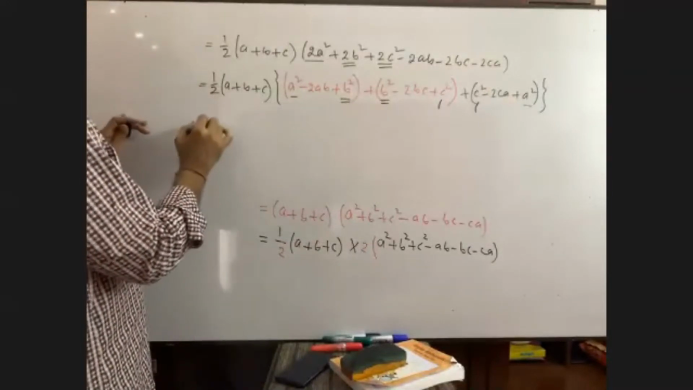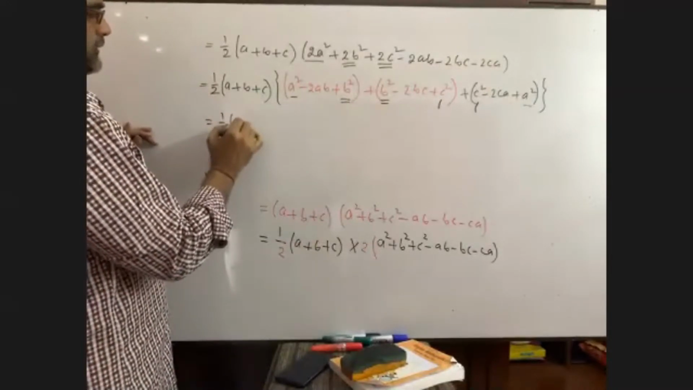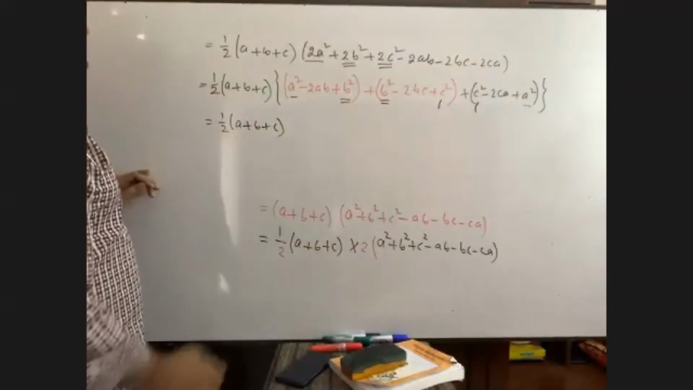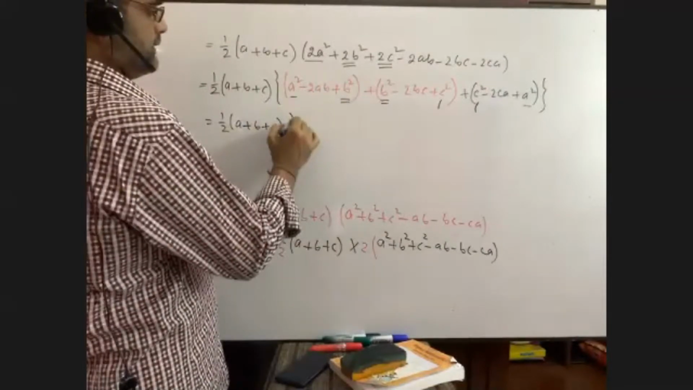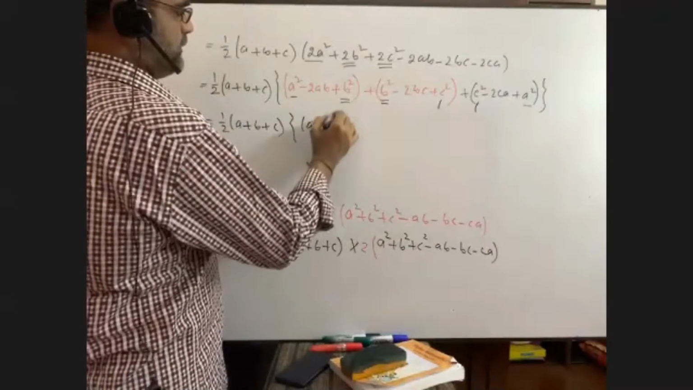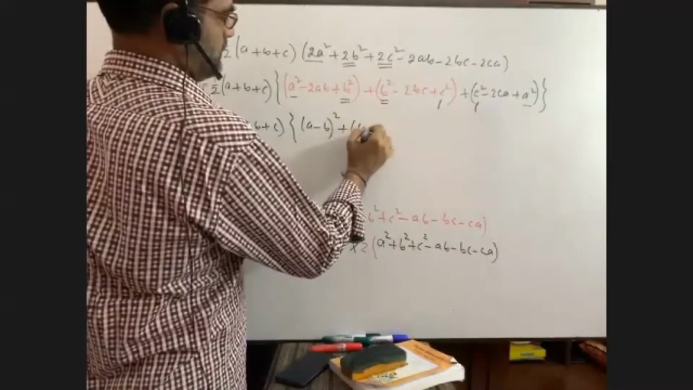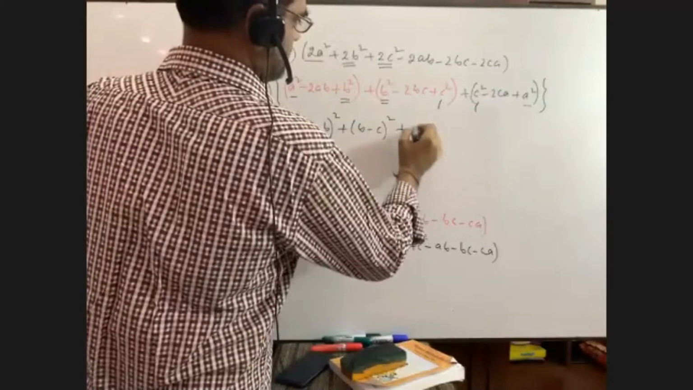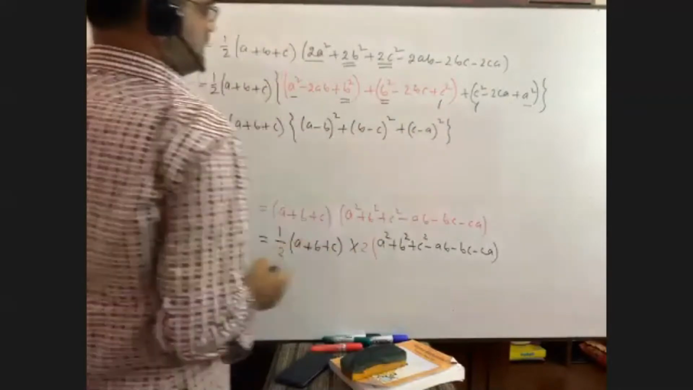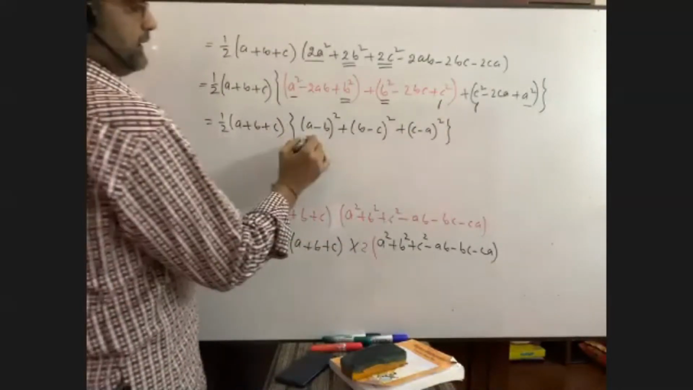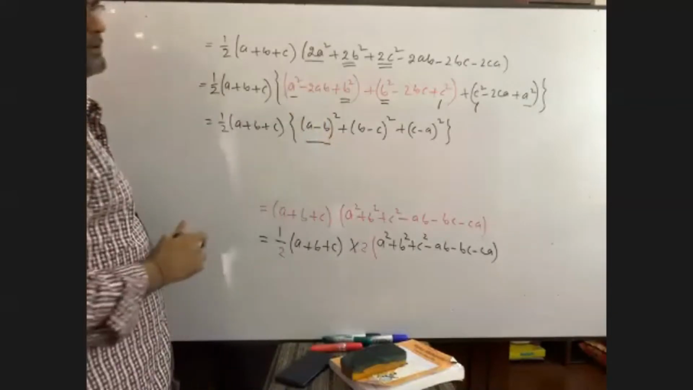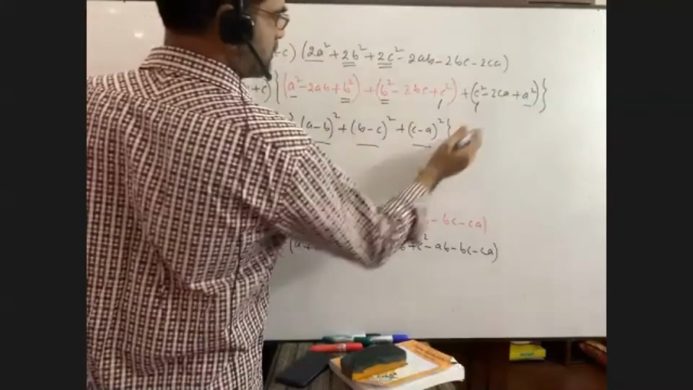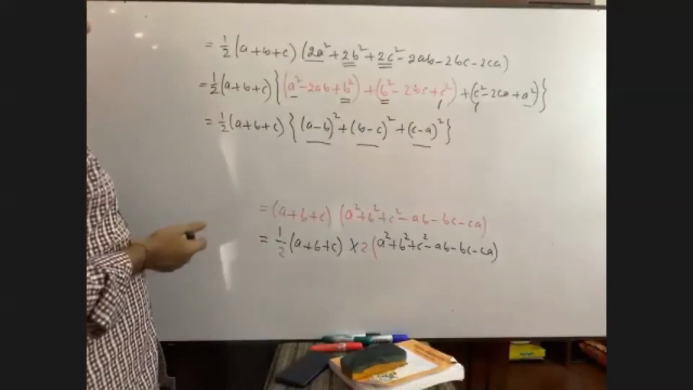Now, actually, it is a plus b plus c. Now here we are getting a minus b whole square, b minus c whole square plus c minus a whole square. Actually, I have written its formula here. So we have got the proof.